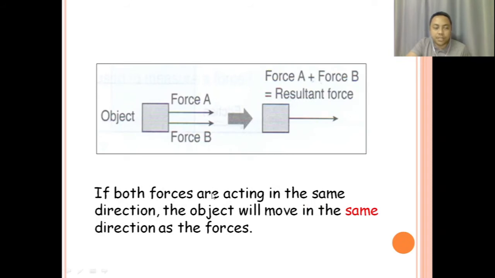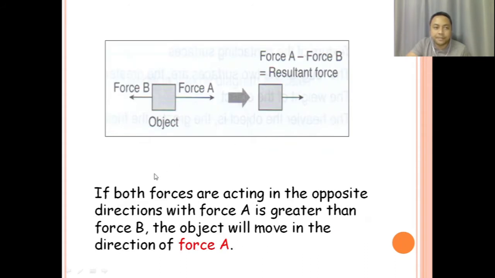If both forces are acting in the same direction, the object will move in the same direction as the forces. For example, force A and force B are forces going to the right. So the resultant force is also going to the right. They are the same.